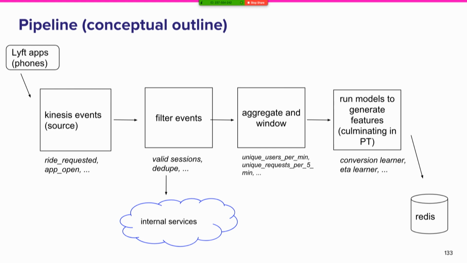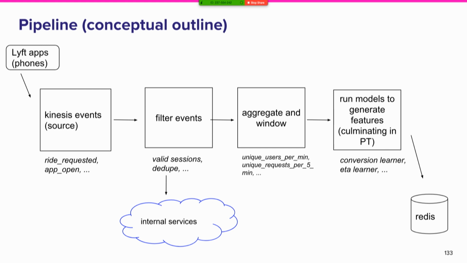And we're doing things like, because we're getting these pings constantly from apps, we need to dedupe in order to get unique users. Some of these pings might be from drivers, so we don't want to include them in the counts for demand. So we do all these types of processing and then aggregate and window, which Beam kind of provides out of the box, which is nice, to get features like unique users per minute, requests per 5 minute.